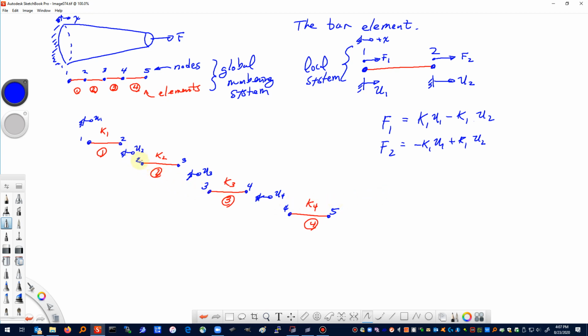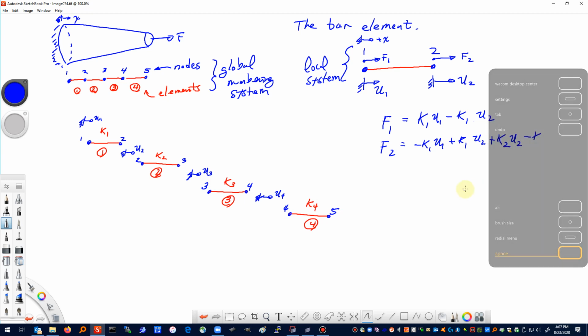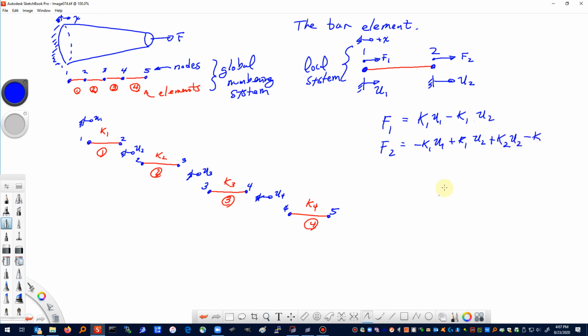Now, element 2 has its node number 2 on the left-hand side, so it's going to look like this. It's going to be a plus K2 times the left node displacement minus K2 times the right node displacement. All right. Let's do number 3. Force 3 is going to be influenced by elements 2 and element 3.